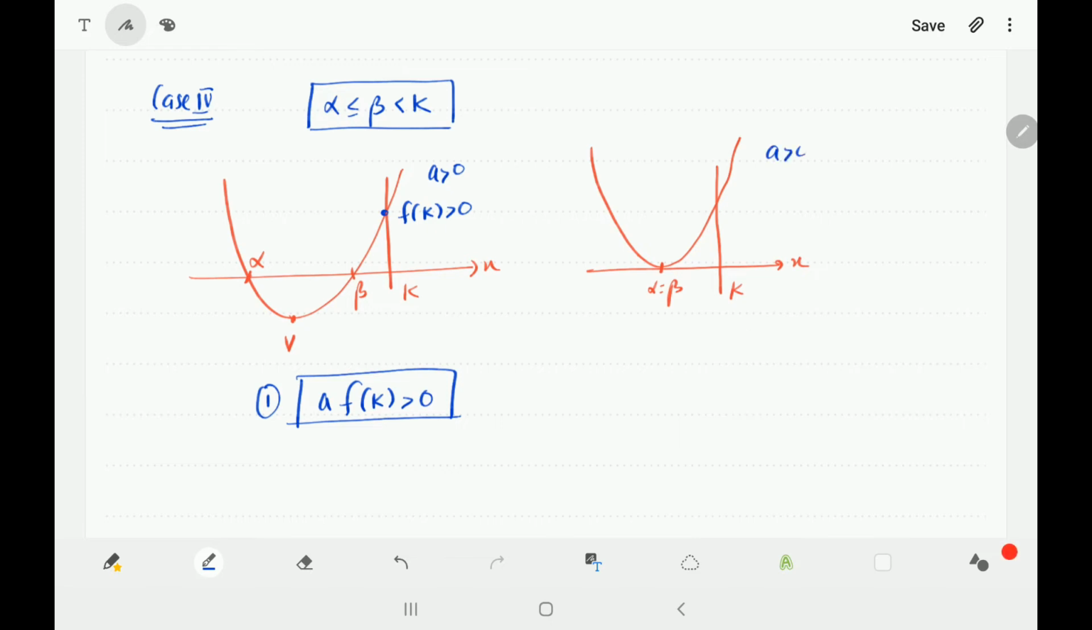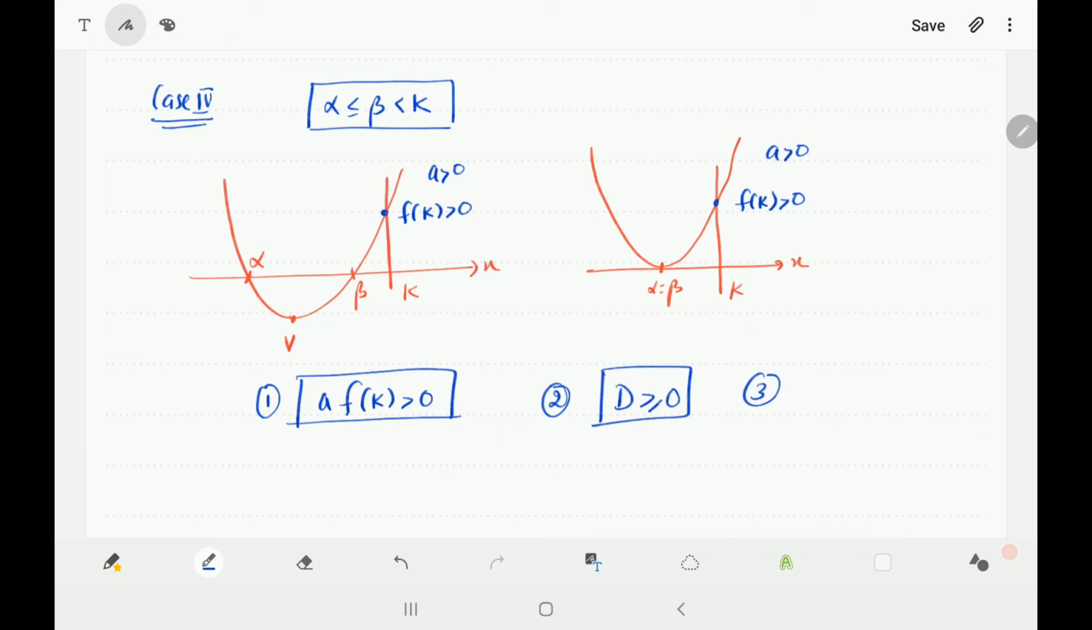In this case also, a is greater than 0, f of k is greater than 0, the product of these two terms will be positive. Because this does not make sure about the real roots, you need to apply the condition D is greater than or equal to 0. Why D greater than or equal to 0? Because roots can be equal as well as distinct.